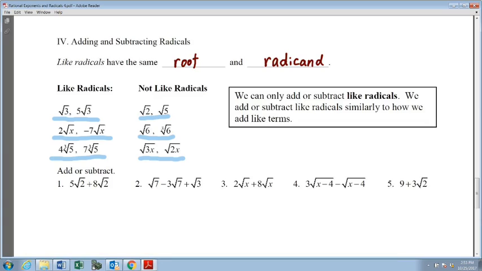So same root, in our problems, square roots. And the radicand has to be the same. The number under the radicals has to be the same. All right, so that's what we're saying here. We can only add or subtract like radicals. So when we start adding and subtracting radicals, they've got to be like radicals.